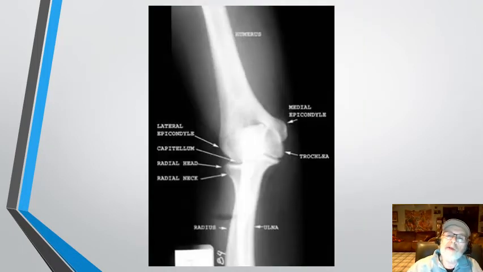This one's not a great one, okay? The only reason why I actually bring this one in is because you can see the medial epicondyle sticking out like a sore thumb. Okay, but that was not a good one.